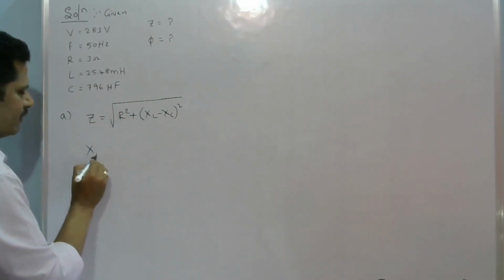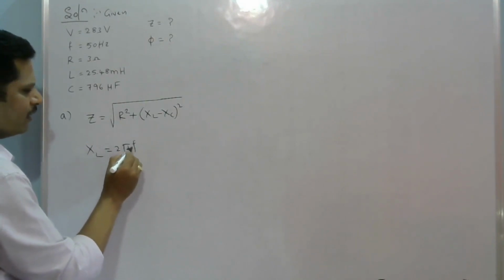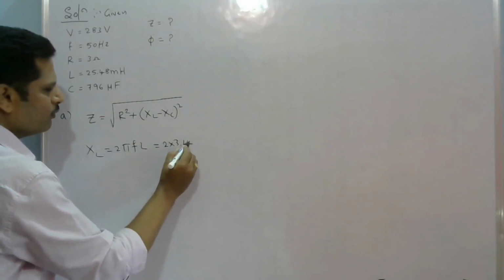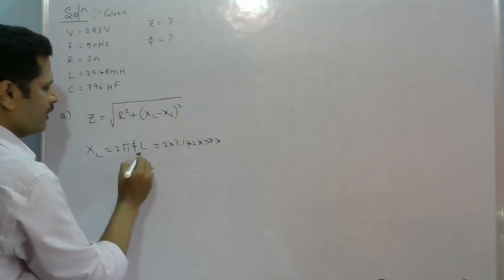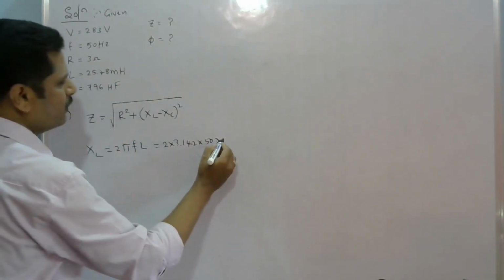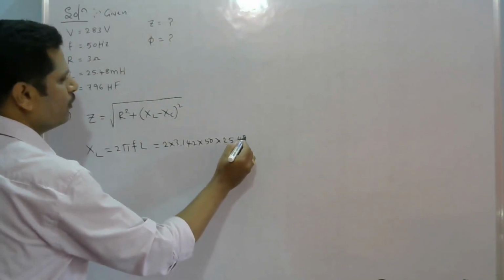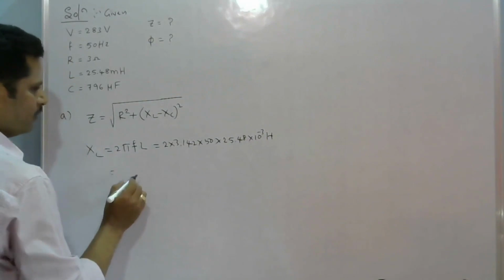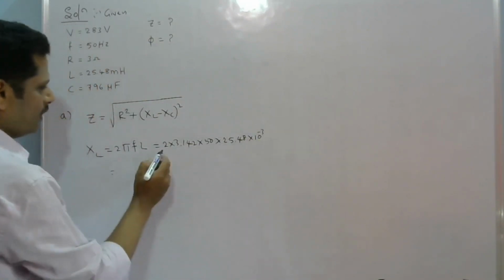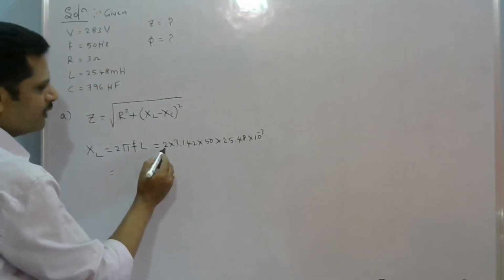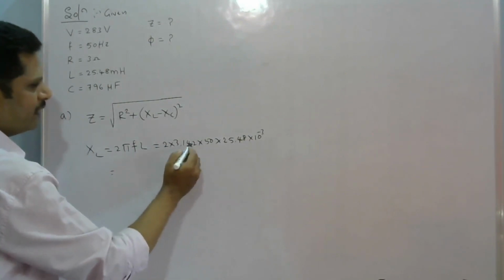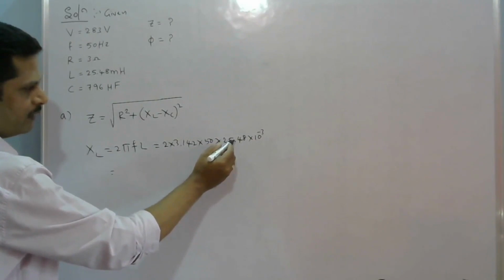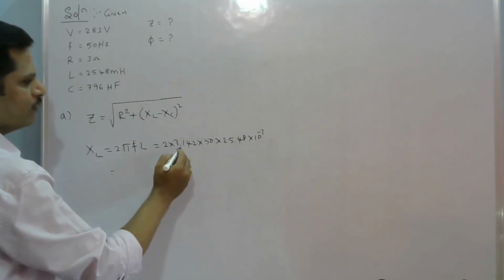We know that XL equals 2 pi F L. On substituting the values, 2 into pi value 3.142, F is 50, and L equals 25.48 millihenry, that is 10 to the power minus 3. Now on simplifying this, 2 into 50 is 100, and let me make one decimal place, it will become 2.548.